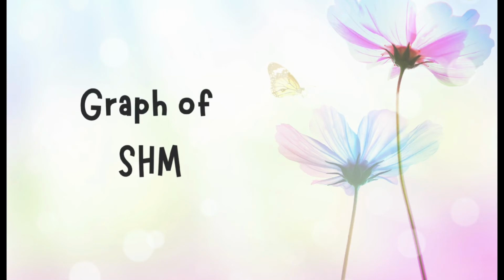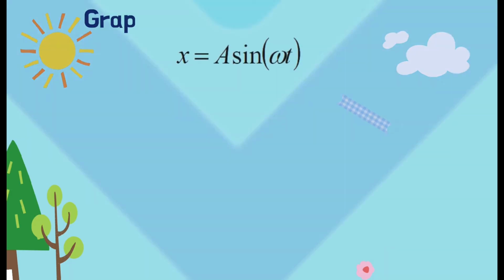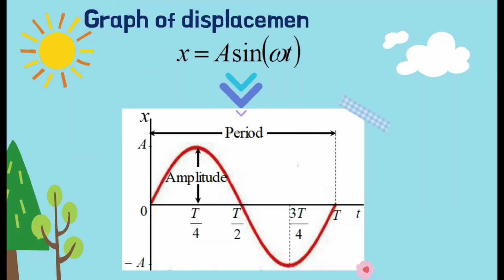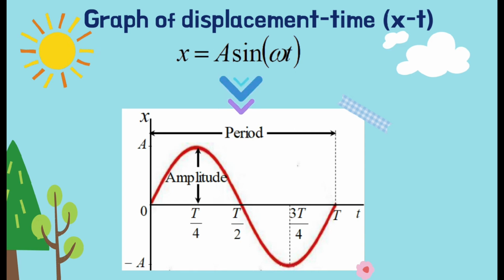Our second subtopic is graph of simple harmonic motion, and we are going to discuss 4 types of graph. The first one is graph of displacement time, or x-t graph. From the equation, x is equal to A sine omega t, meaning our graph is in the function of sine, and from this graph we can find out the maximum displacement, which is the amplitude A or negative A, and also the period for the oscillation.